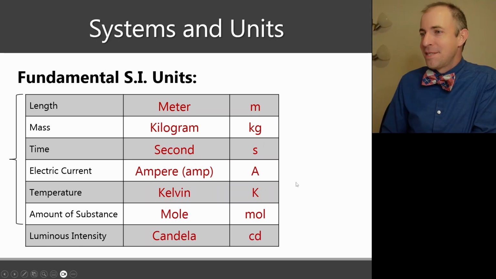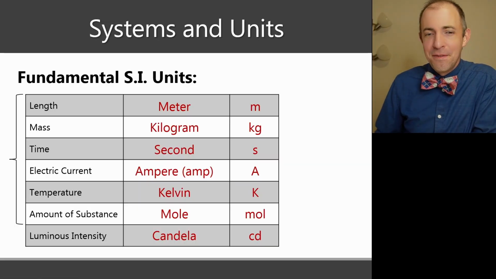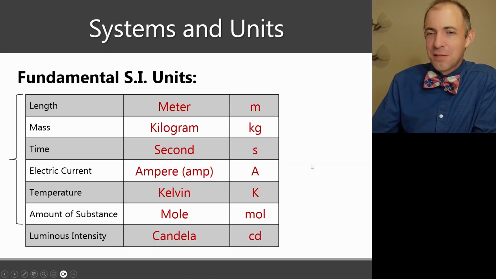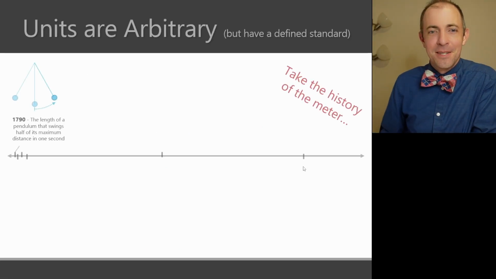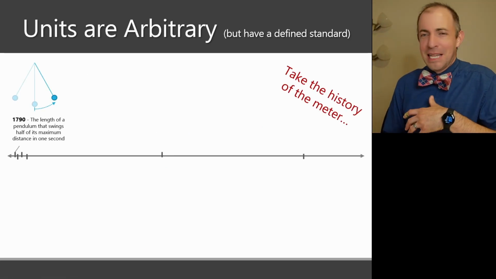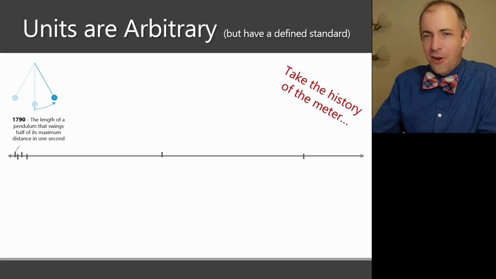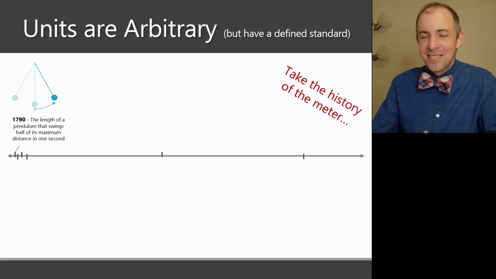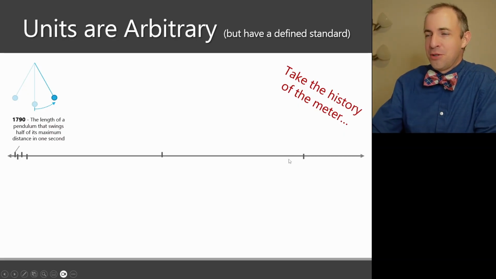Of these, the top 6 will be pretty commonplace in IB physics. We won't really hit this last one, but the top 6 will be pretty much all over the place. Now, these units, while they feel very official and something like we've always had, they are still arbitrary. They are a human construct just to be able to communicate an understanding and quantify a measurement.